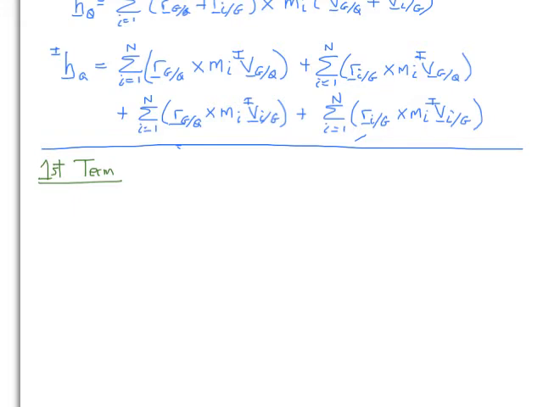So in our first term, we see that our summation only affects the mass. And so when we sum the masses across all the particles, we get the expression of m_g multiplied by r of g with respect to q cross with the velocity of g with respect to q as observed in the inertial reference frame.